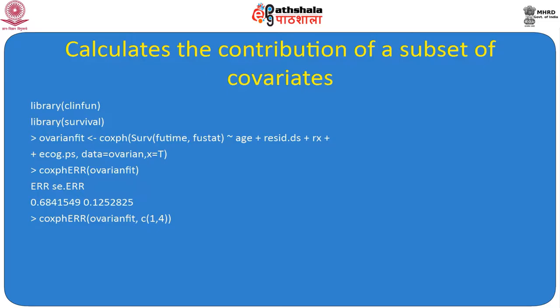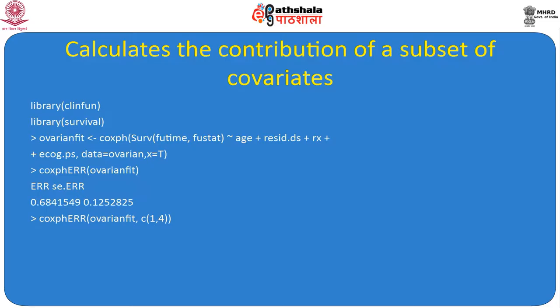Here we are using the function coxph, which is available in the library survival, and these two libraries, clean fun and survival, are used here. Within the parentheses of coxph, we give the function capital Surv, and within its parentheses we put futime, that is the follow-up time, and fustat, that is the follow-up status of the patients. And these are modeled for the covariate age, mentioned as small age, in addition to another covariate, resid.ds, that is whether residual disease is present or not. After that, rx is assigned, which indicates what kind of treatment is given.